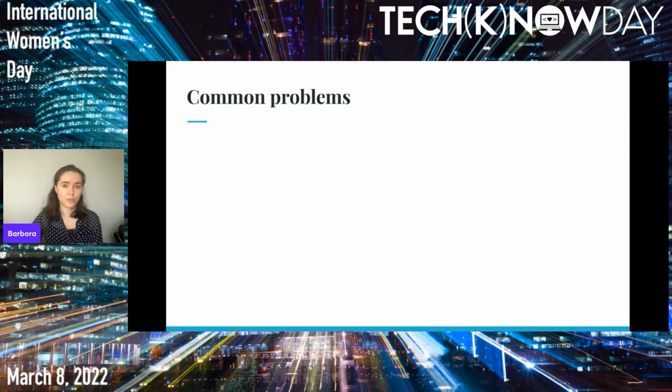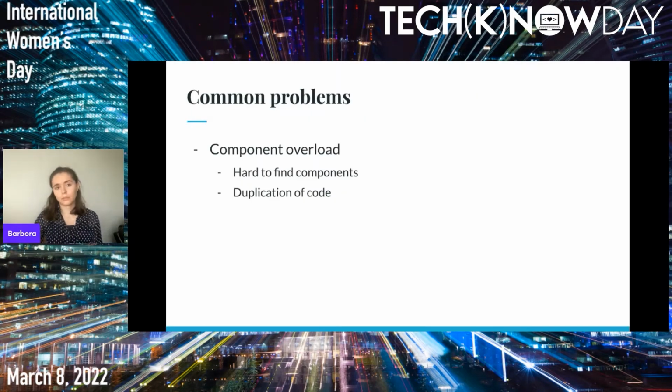So in terms of common problems, I feel like reusability and consistency are factors which are very widely considered to be important within the tech industry these days. But that doesn't mean that trying to implement them in real life is always going to be smooth sailing. An example of a problem which I have definitely come across is what I would call component overload.